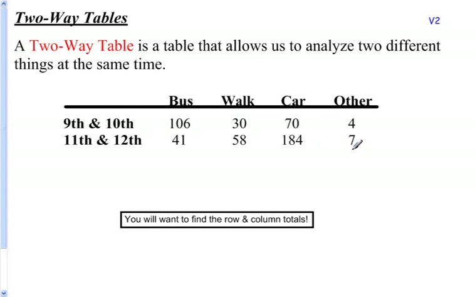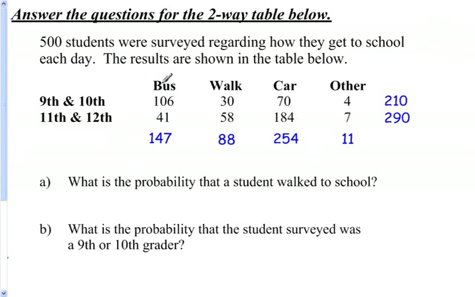Typically the big idea here is you're going to want to find row and column totals when you see these two-way tables. So you're going to want to add up all the bus people, all the walk people, cars, and other. Not only that, but you're going to want to add up all the 9th and 10th graders and all the 11th and 12th graders. A good way to check is to see how many total students are over here. Let's see, 210 and 290, that's 500. How many total students show up on the bottom? If you add all these together, you'll get 500. That's a good way to make sure you didn't make a mistake. You should always get an equal amount when you add down and when you add across.